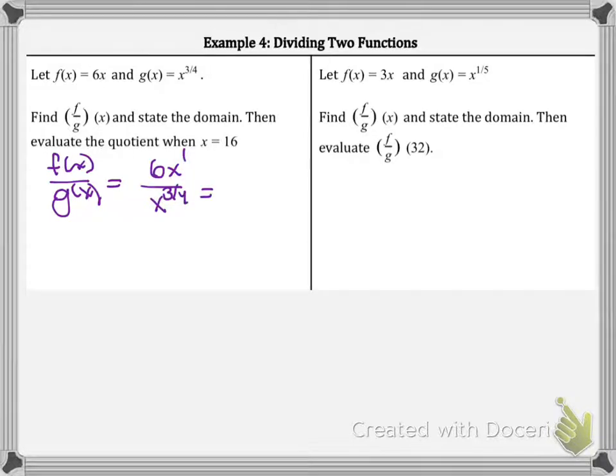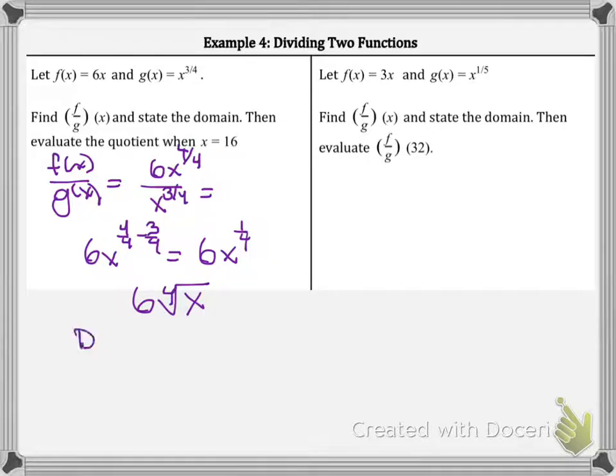So remember, this is a 1 at the top. So we need to change that to a common denominator. Let's change it to 4 over 4. And so now we have 6x to the 4 over 4 minus 3 over 4. So this is 6x to the 1/4, or you can think about it as 4th root of x.